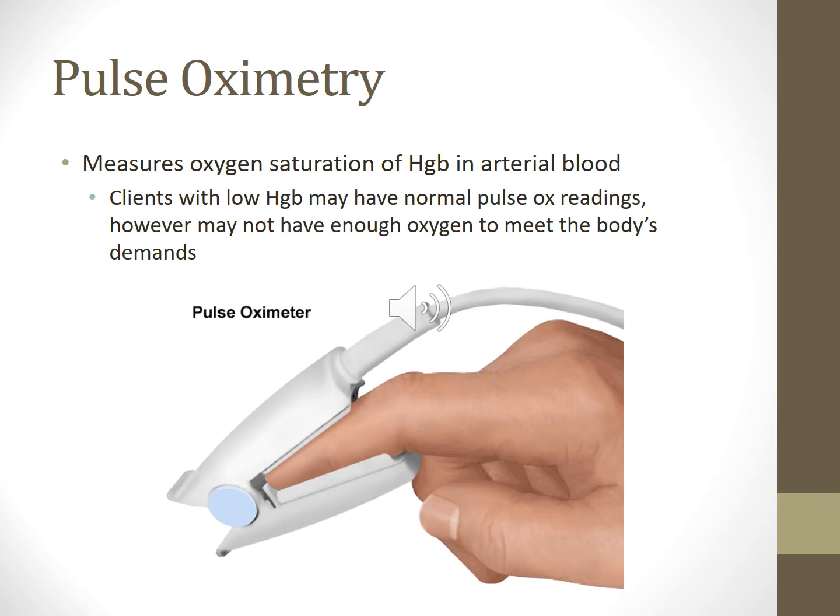I'm sure from doing vital signs in the skills lab that you already know what a pulse ox is, but this is measuring a patient's saturation of hemoglobin in their arterial blood. It is good to note that clients with low hemoglobin may have a normal pulse ox reading, even though they may not have enough oxygen to meet the body's demands. It is possible. It's something to keep an eye on. But this is what the pulse ox is measuring.